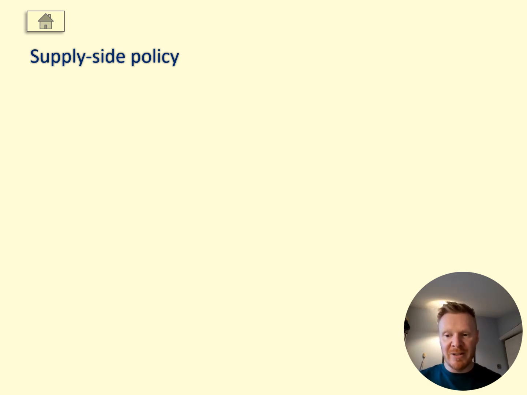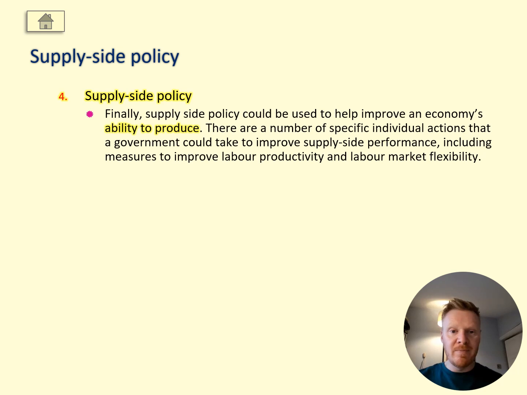And then we come on to the supply side of things. Supply side policy for number 4. Finally, supply side policy could be used to help improve an economy's ability to produce. There are a number of specific individual actions that a government could take to improve supply side performance, including measures to improve labour productivity and labour market flexibility.